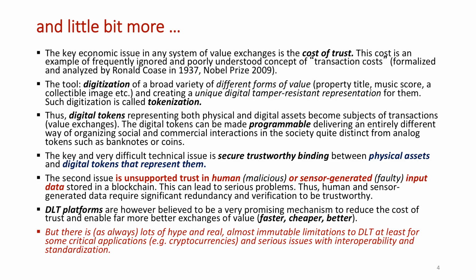Now, the tool to create this new trust is called digitization. So, different forms of value. You can think about property type, music score, any kind of thing that has value. And if you can create a unique digital representation of that form of value, that process is called tokenization.